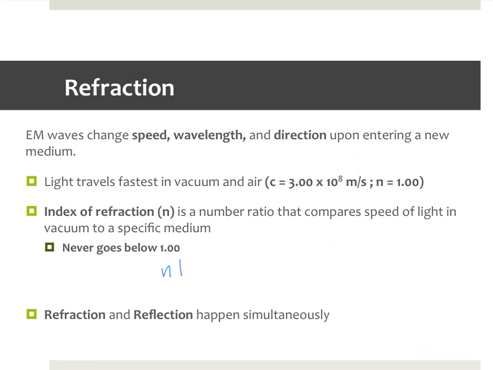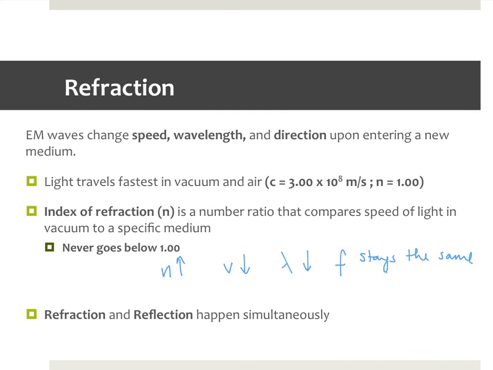So as n goes up, the speed of light will go down. It slows down. If it's fastest at 1.0 and it never goes below 1.0, then our n values have to go up and our speed has to go down as a result. So with speed, also is wavelength decreasing. But frequency stays constant because this frequency helps you identify the type of wave. Okay, so it's inverse relationships between n with speed and with wavelength.